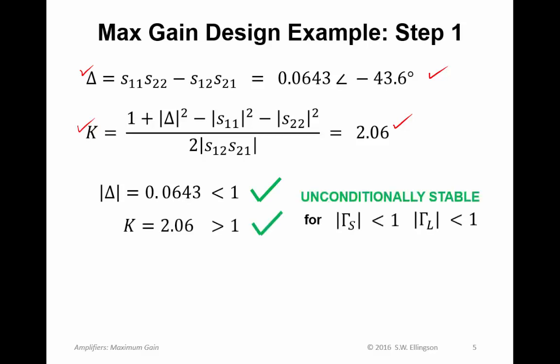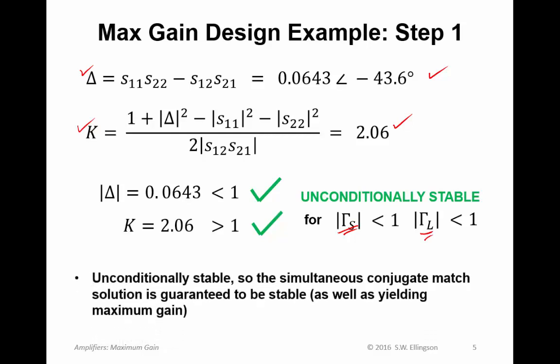this is unconditionally stable as long as our source and load impedances are well behaved, and they certainly will be in this case by design. So since it's unconditionally stable, the simultaneous conjugate matching solution is guaranteed to be stable, as well as yielding maximum gain. So this design should be relatively straightforward because we don't have to worry about stability.